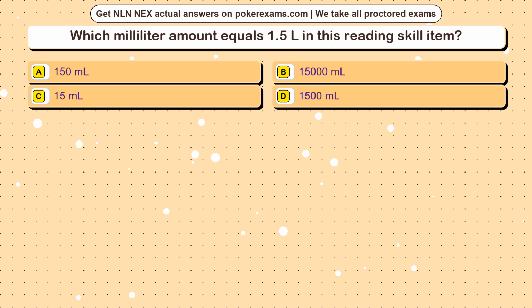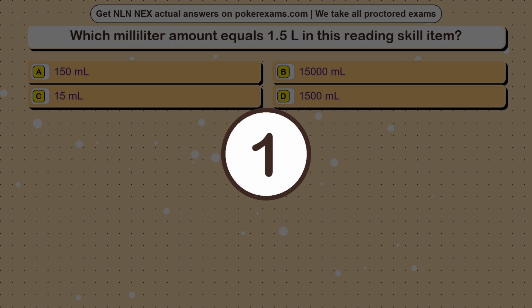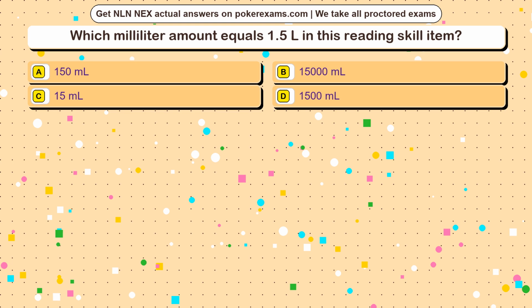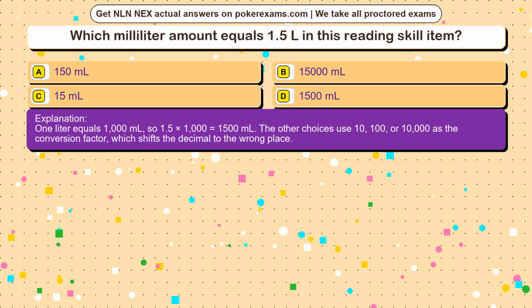Question 1. Which milliliter amount equals 1.5 L in this reading skill item? Option A, 150 ml. Option B, 15,000 ml. Option C, 15 ml. Option D, 1,500 ml. The correct answer is option D. 1 liter equals 1,000 ml, so 1.5 times 1,000 equals 1,500 ml. The other choices use 10, 100, or 10,000 as the conversion factor, which shifts the decimal to the wrong place.